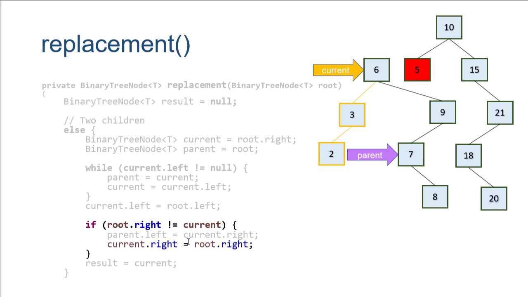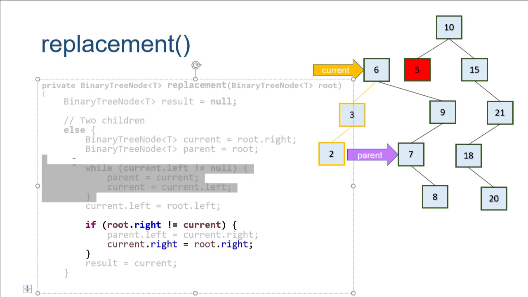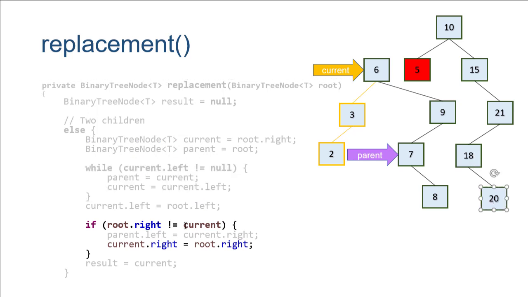Now, one thing I want to say, the reason we're doing this particular check: if there was a case where, for example, we were deleting 18, this loop would never actually execute because there's no left child. And so at this check right here, the root's right would be equal to the current, and so we would just leave things alone.